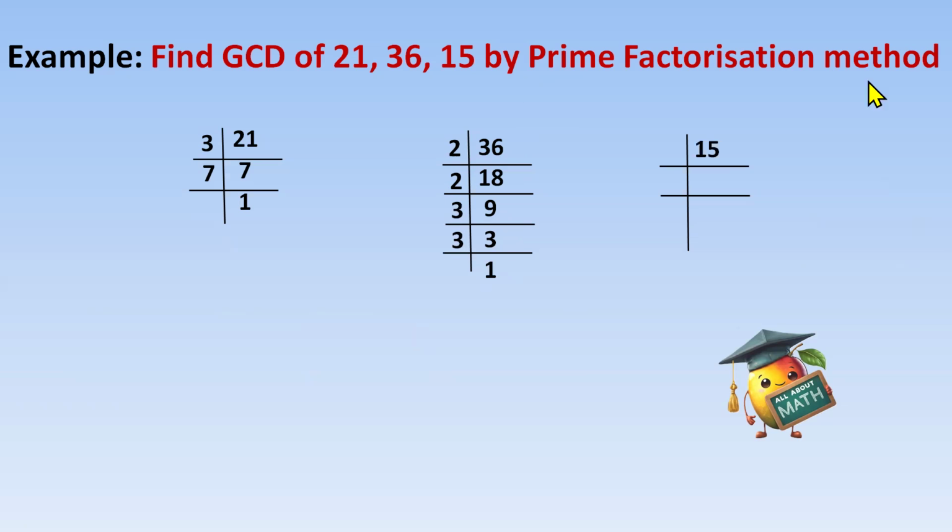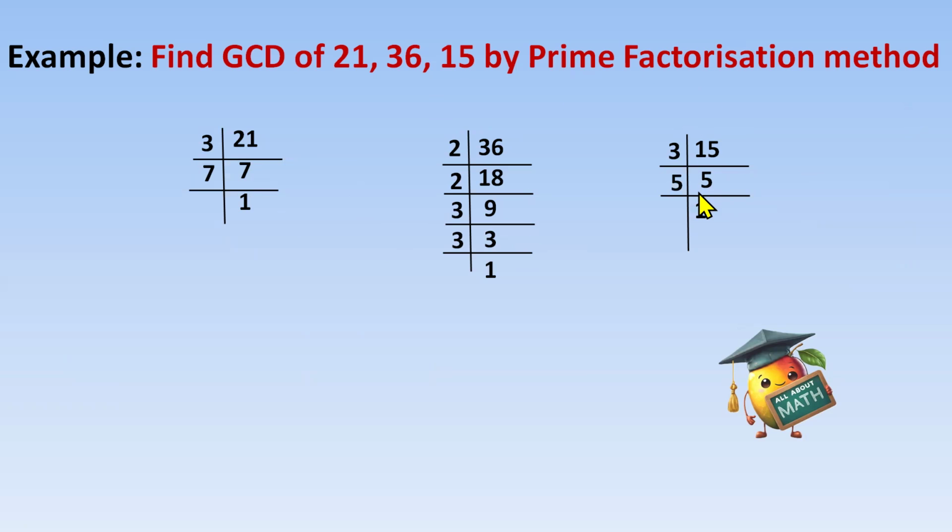Now we'll write 15 here. Now 15, let's check. In 2 table, no, it will not come. 3 table, yes, it will come. We'll just check the prime numbers. So 3, where it comes, 3 fives are 15. Now 5 will not come in 2 table, nor in 3 table. 5 will come in its own table, that is 5. 5 is a prime number. So 5 ones are 5. We got the prime factorization of 21, 36 and 15.